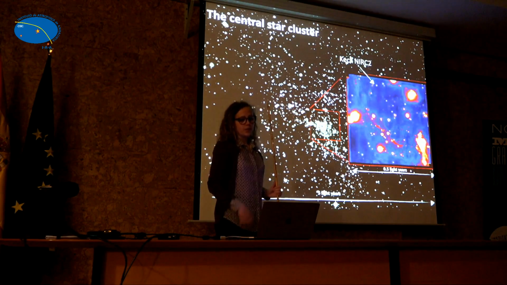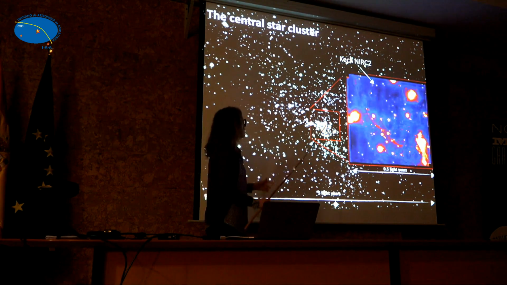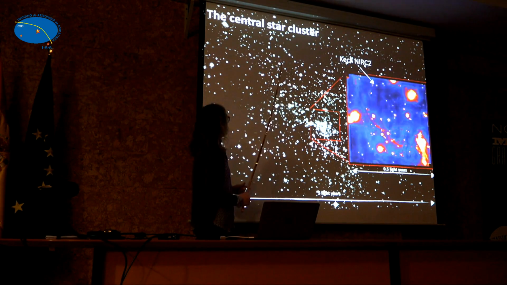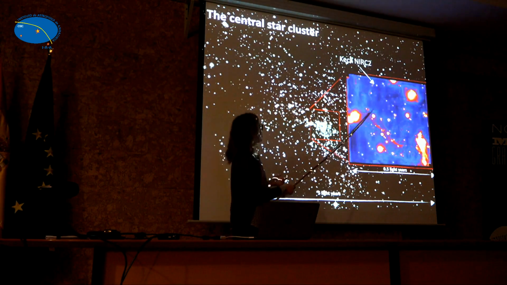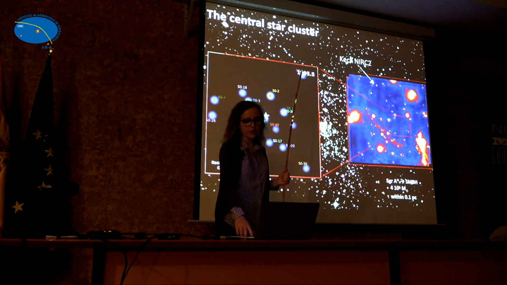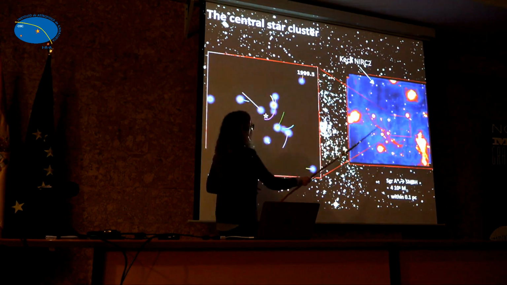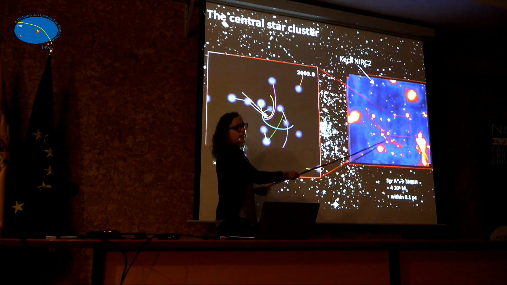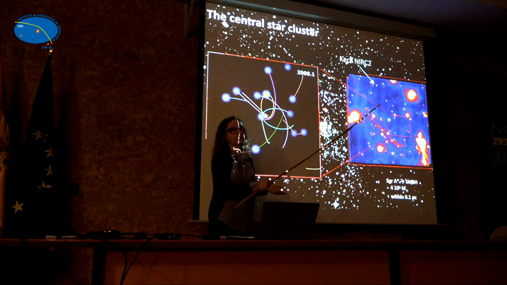To study the stars, you need to zoom in more. So this was the HST image. Here is the image taken by the imager in the L-band. We see the stars and some gas features better. And if you really zoom in to this very inner part and look at this area, year after year, you will see the stars moving.